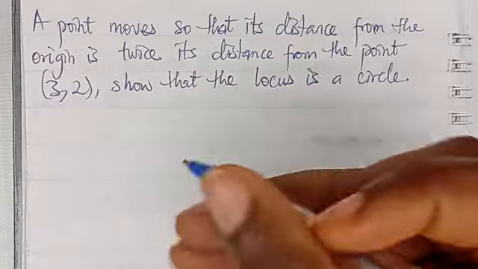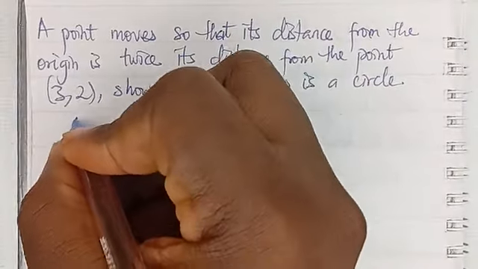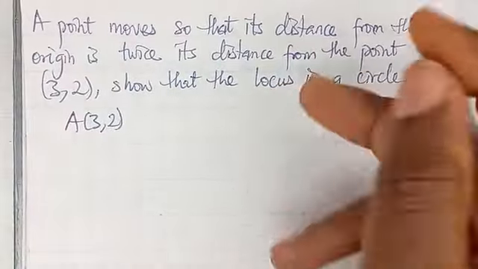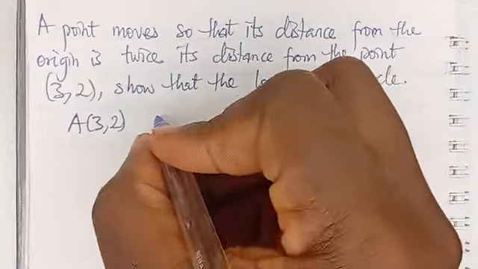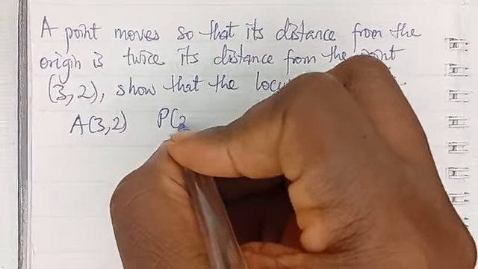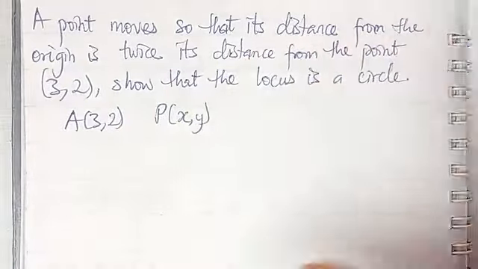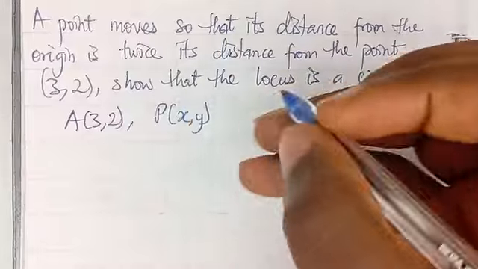This point we are going to call point A. So let's say point A is (3, 2). And then a point moves. That point that moves, let's just call it P, P for point, (x, y). Since it moves, it could take on any value.